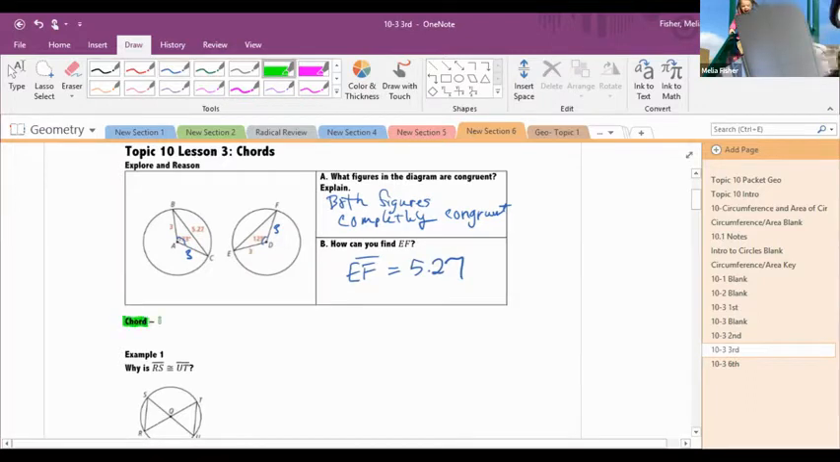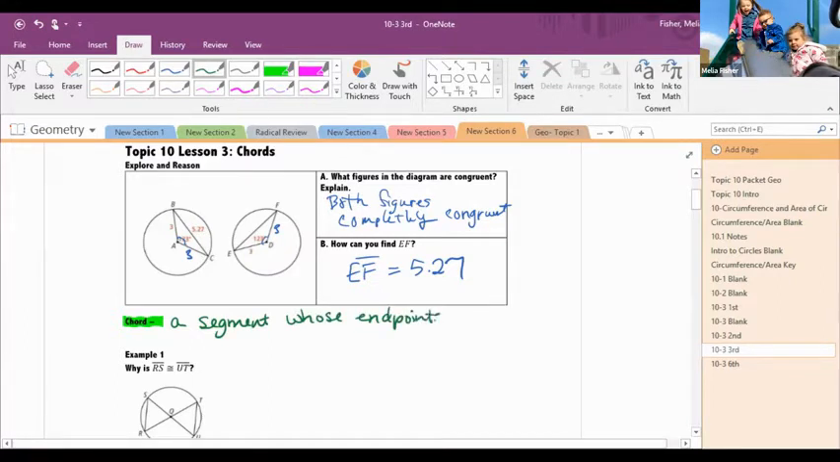We're going to roll right along here, and I like to highlight definitions, so I'm highlighting right there. A chord is a segment whose endpoints are on a circle. A segment whose endpoints are on a circle.